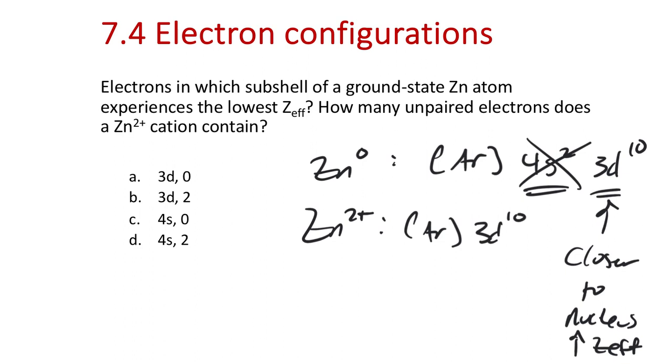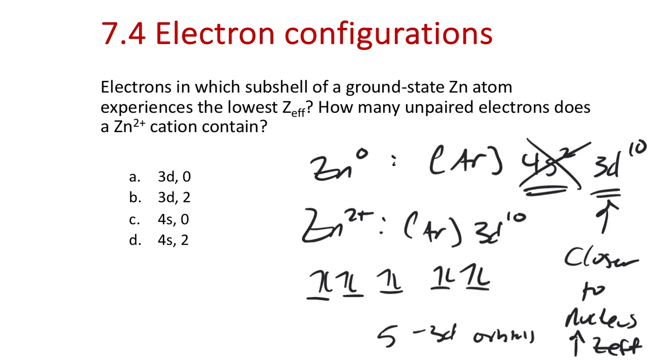And then a lot of times we ask how many unpaired electrons a configuration has, just to make sure that we're picturing having 5 d orbitals. And then we've got to put 10 electrons into them, so 5, 6, 7, 8, 9, 10. So the electrons in the 4s subshell experience the lowest effective charge, and then we have 0 unpaired electrons in the configuration. So asking the unpaired electron count is a way to make sure you have the right configuration. Questions like this sometimes ask what the configuration is, or how many unpaired electrons you have.